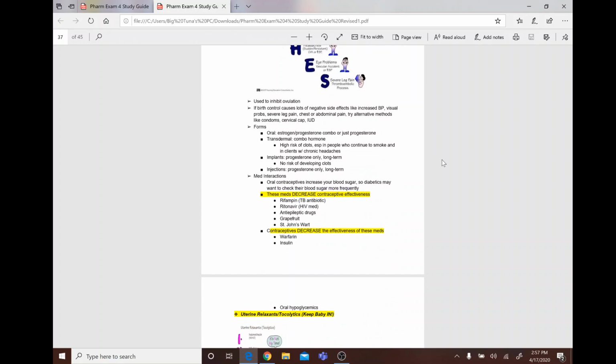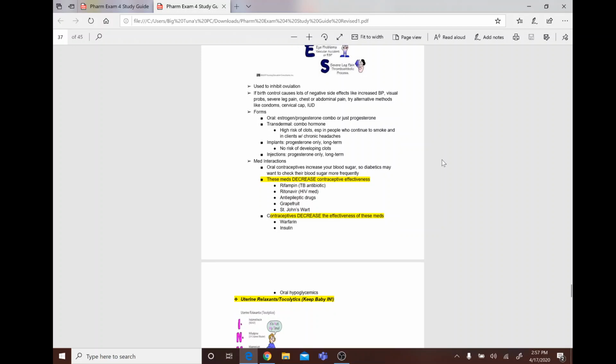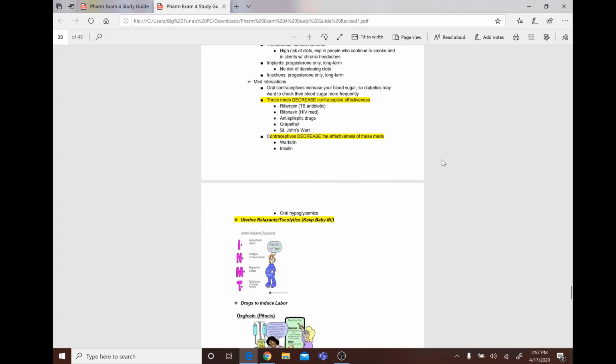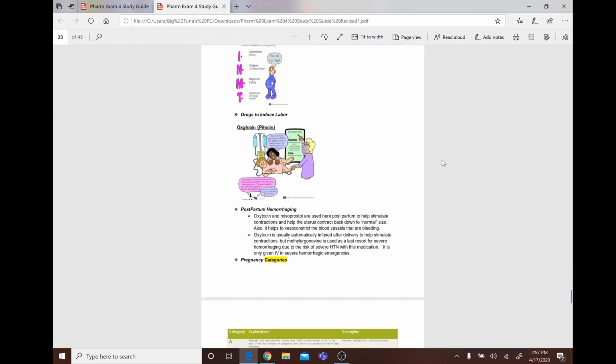All right, what meds decrease contraceptives' effectiveness? Rifampin, ritonavir, anti-epileptic drugs, grapefruit, St. John's wort. Contraceptives decrease the effectiveness of what meds? Warfarin, insulin, and oral hypoglycemics.